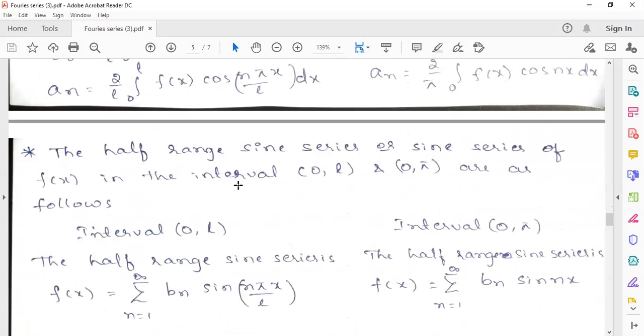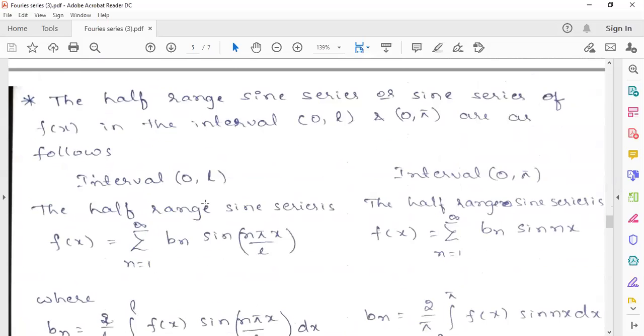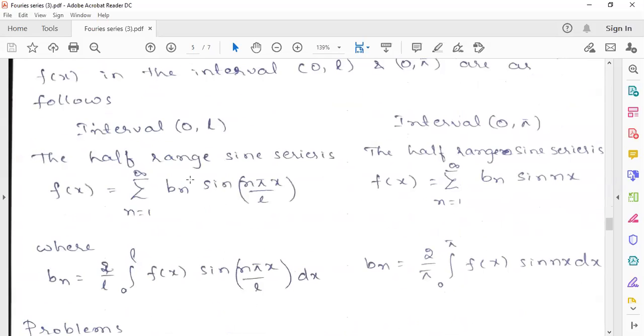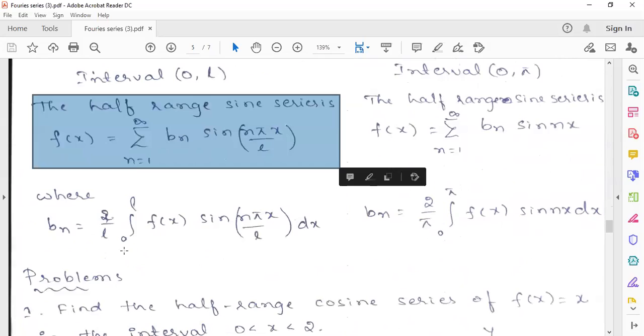Similarly, sine series means it should be an odd function. If it is an odd function, only bn should be non-zero, and the other terms should be 0. So the half range sine series will be given by f of x equals the sum of bn sin n pi x by L, where bn will be 2 by L integral over 0 to L f of x sin n pi x by L dx.